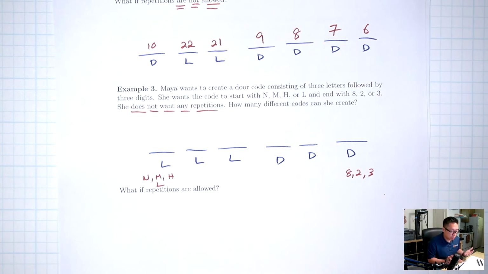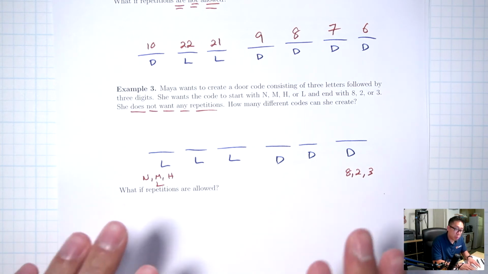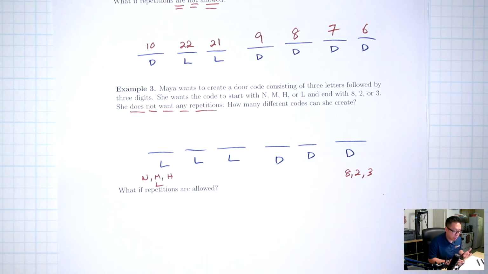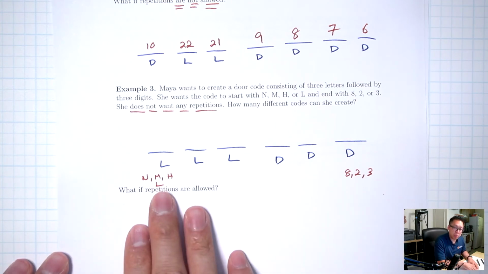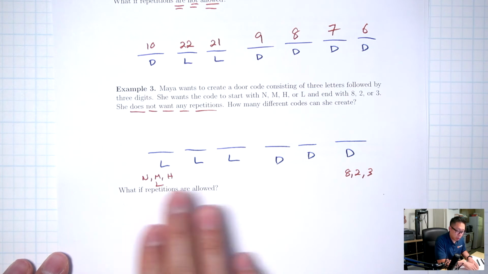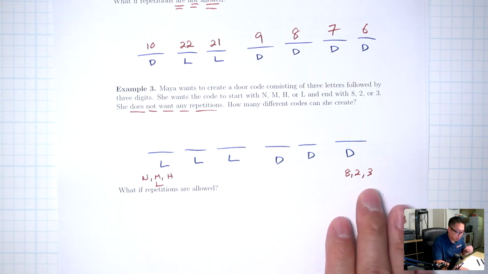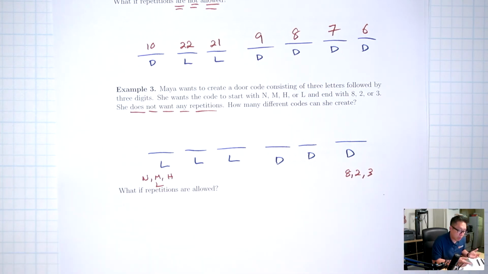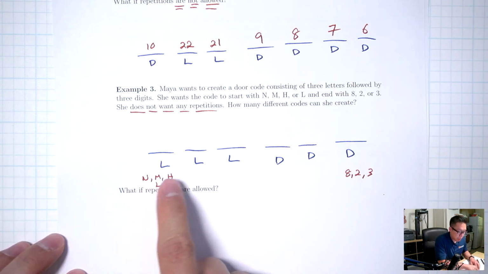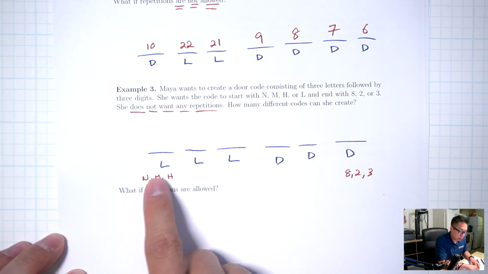Okay, so let's go through each blank. If you have some restrictions on the blanks like we do here, my recommendation is to start with those restricted blanks. So I'm going to fill in the first L, and then the last D first. First L, how many options do I have? I want to use N, M, H, or L, which means I only have 4 options there.